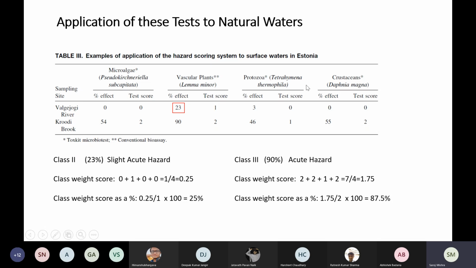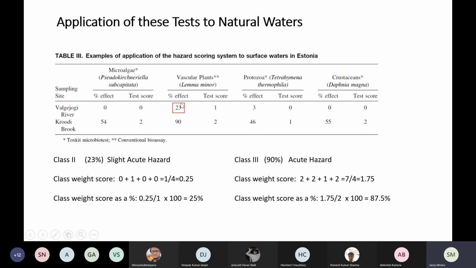Then you did the Tetrahymena thermophila test, marked by a single asterisk, by the tox kit which I just discussed with you, all those 4 different tox kits. Percent effect is 3. Since it is less than 20%, the test score assigned is 0. When you do the Daphnia test, again, there is no effect. So there is 0 inhibition. The cells were able to grow as well as the control sample. Test score is 0.